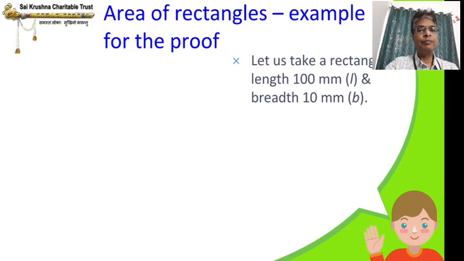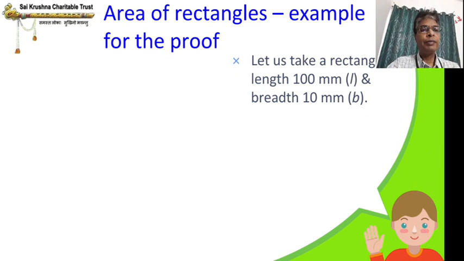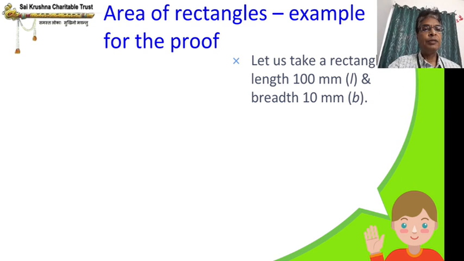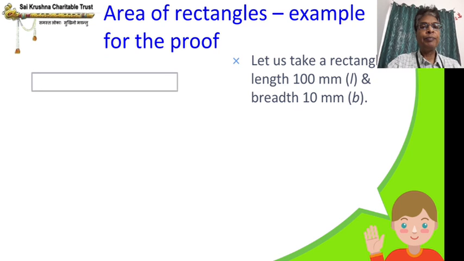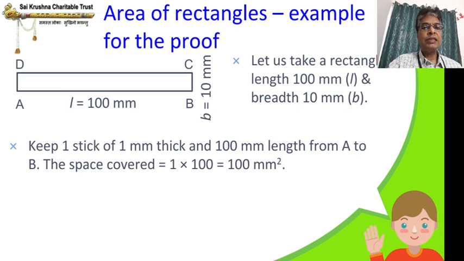Now we will see an example. Let us take a rectangle of length 100 mm and breadth 10 mm. So L is 100 mm, B is 10 mm. Let us see the adjoining diagram. This is a rectangle. Let's mark the points A, B, C, D as the vertices. Then L equals 100 mm and B equals 10 mm. Keep one stick of 1 mm thickness and 100 mm length from A to B. The space covered equals 1 into 100, equal to 100 mm square.